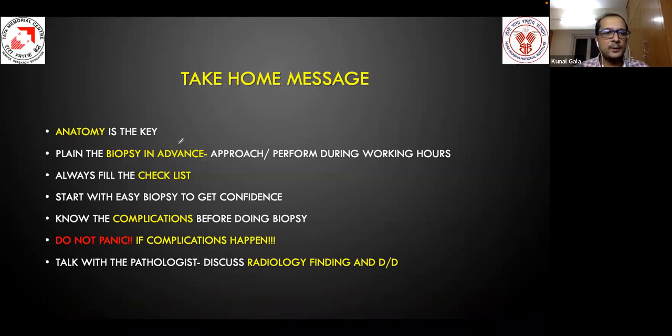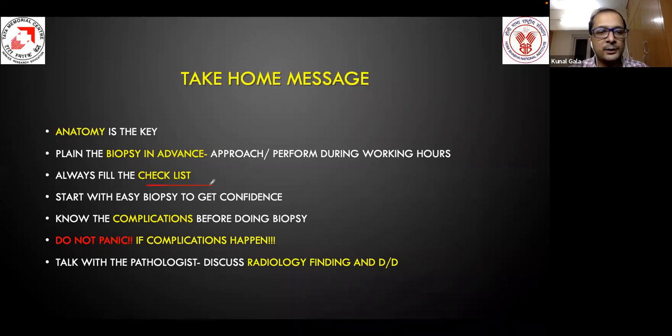The last slide is a take home message. So what one needs to know is anatomy. Anatomy is the key without which we can't perform any biopsy. One needs to know the complications that are associated with each biopsy, so that it is pretty much easy for the person who is doing the biopsy. Plan the biopsy in advance. If one is doing the biopsy for the first time, the approach needs to be discussed, and it should be performed during working hours, so that you get adequate help if required.